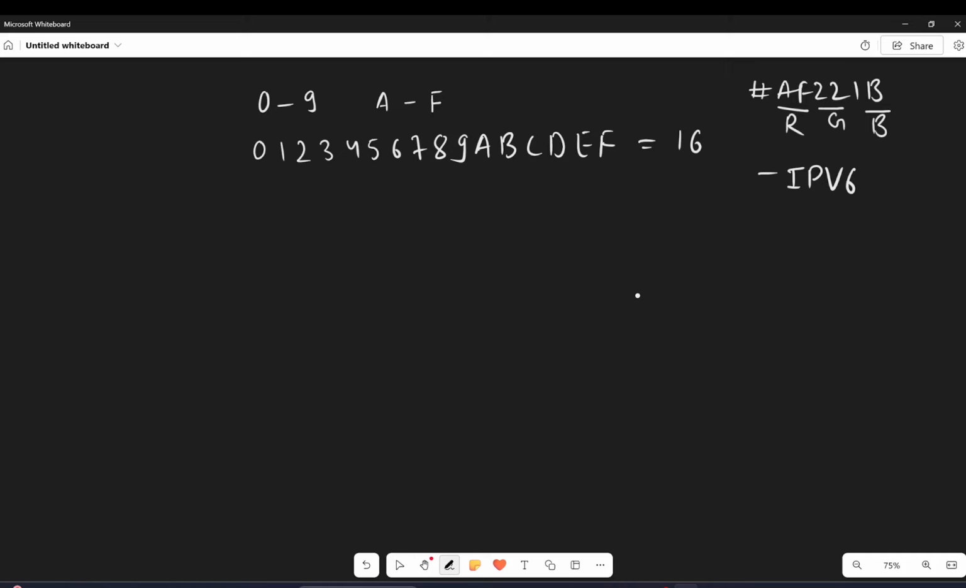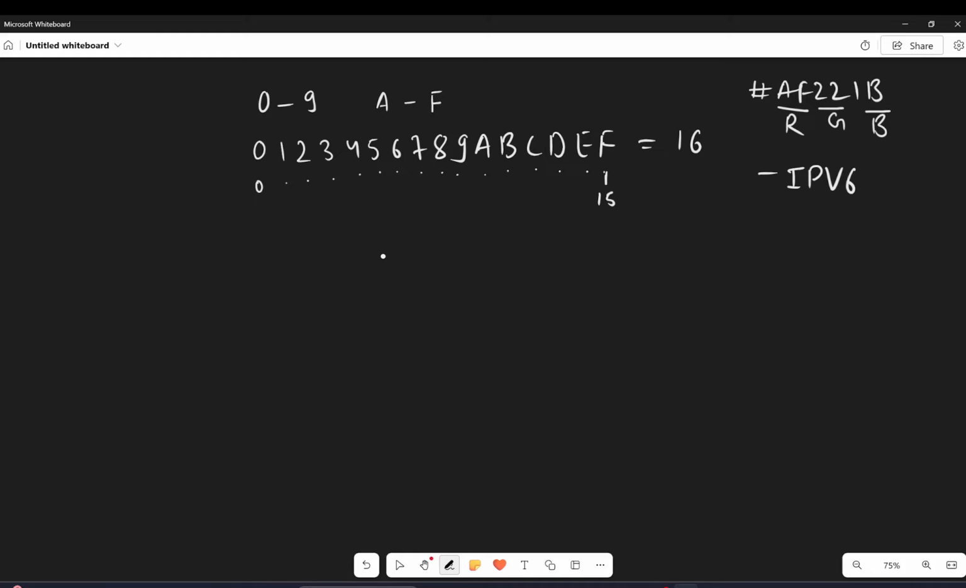Before conversion, I would like you to recognize a pattern. If you count the position of the number, starting from 0: 0, 1, 2, 3, 4, 5, 6, 7, 8, 9, 10, 11, 12, 13, 14, 15. So F lies in the 15th position.